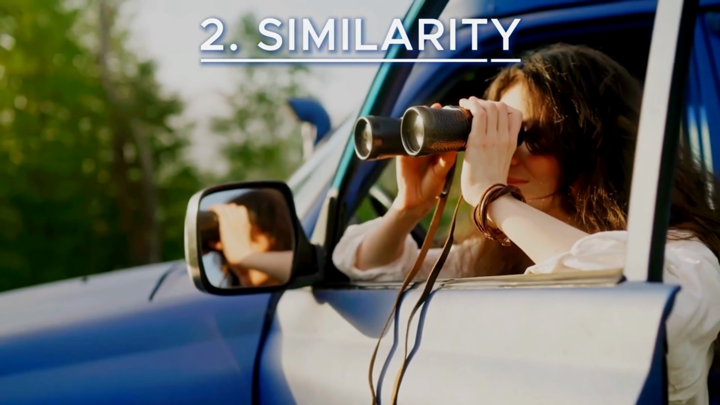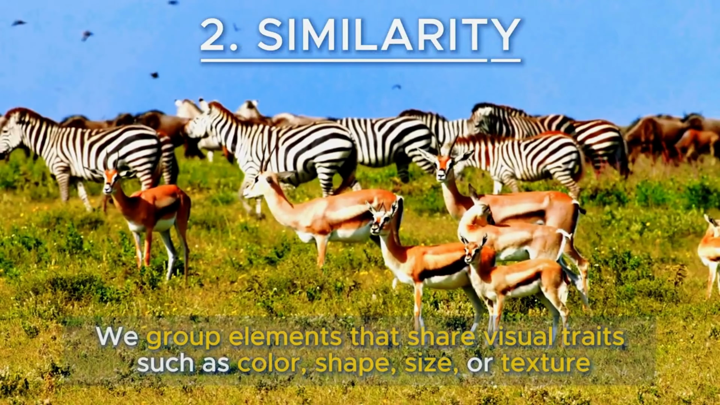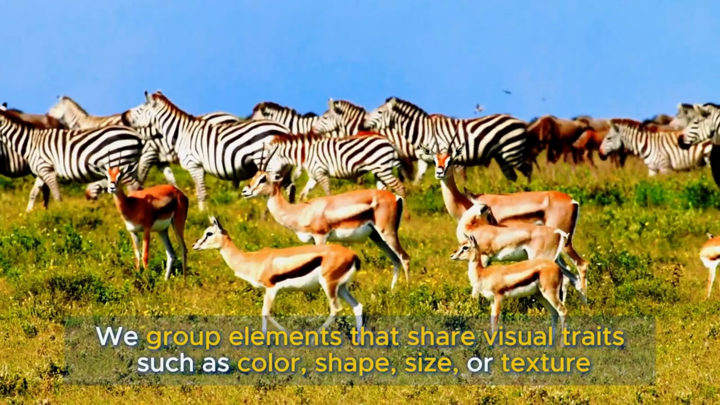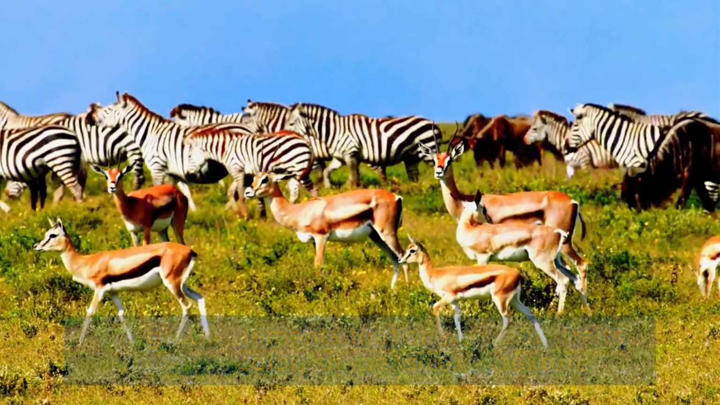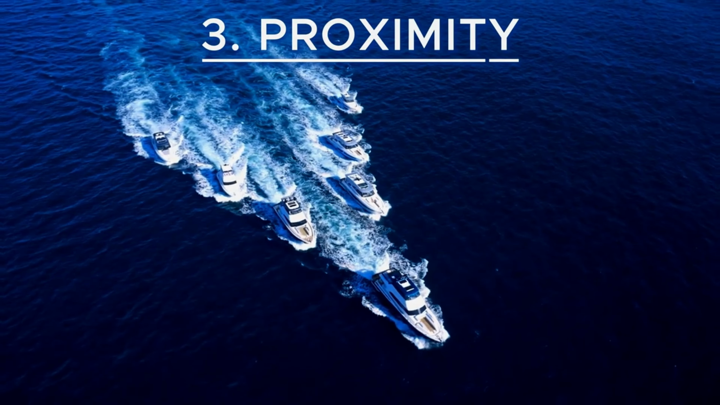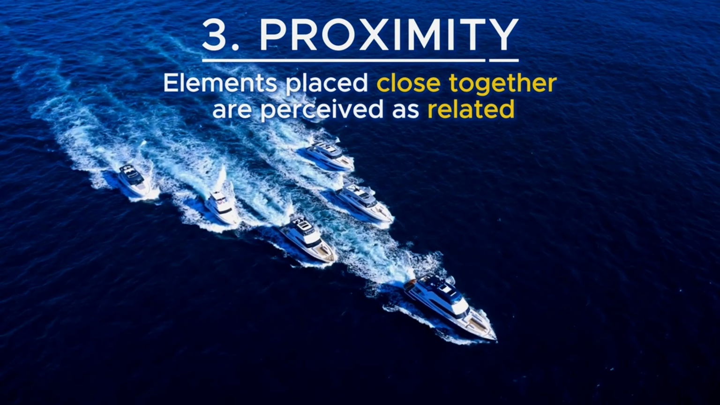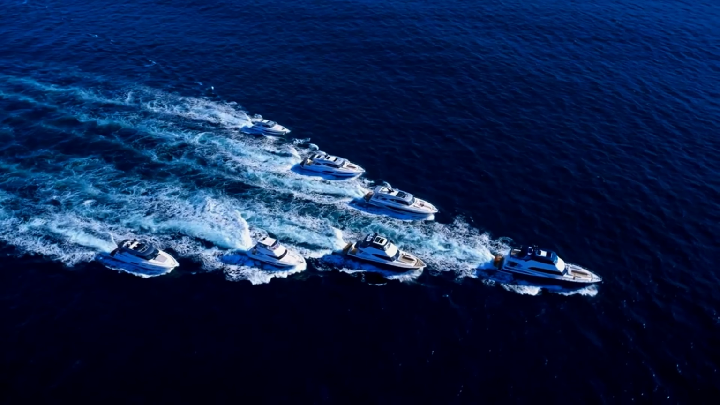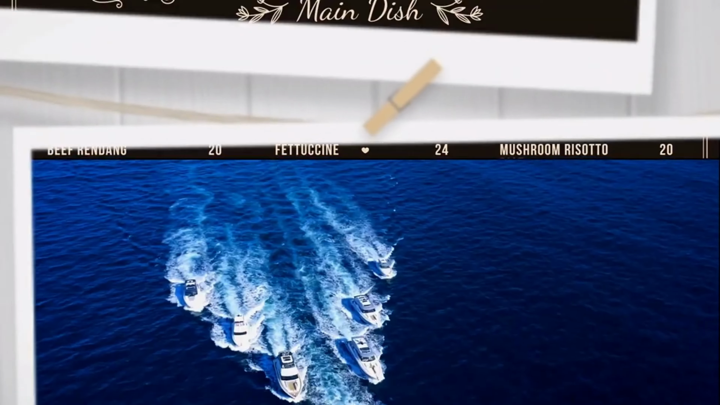Number 2. Similarity. We group elements that share visual traits such as color, shape, size, or texture. Emphasis is created when one element breaks that similarity. On a website, primary buttons may appear in a bold color while secondary buttons remain gray, signaling what action matters most. Number 3. Proximity. Elements placed close together are perceived as related. Separation suggests difference and importance.